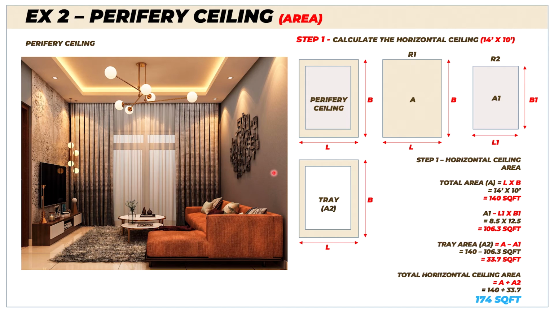Now the total horizontal ceiling area would be your tray area plus your higher ceiling area, which is 140 square feet plus whatever we have calculated, 33.7. So this will be your total area. So 174 square feet would be your total horizontal ceiling area.